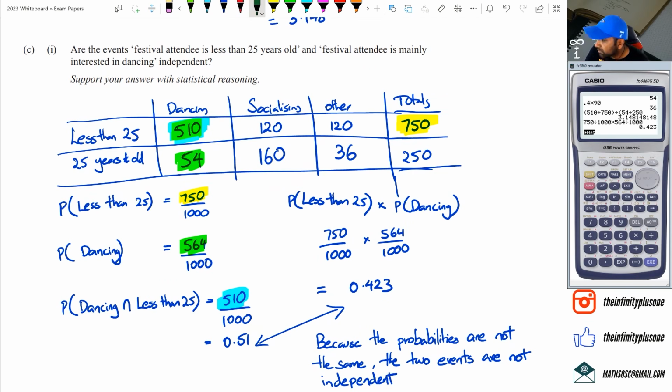So grades wise for this question, one relevant probability correct is going to get you an achieved. So you could get achieved for either one of these two, or possibly this. All figures calculated correctly and correct conclusion, that's going to get you a merit. So up to here is going to get you a merit. All figures calculated correctly and explanation.